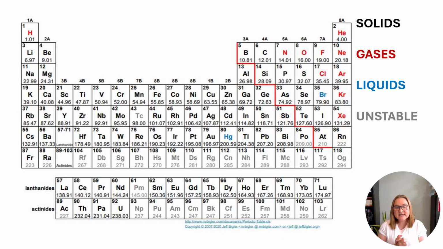You'll need to keep the state of matter of an element in mind all term. If you're asked to balance an equation that involves elements reacting, you'll need to include states of matter for that reaction to be correct. You'll be expected to know those states of matter based on this table.